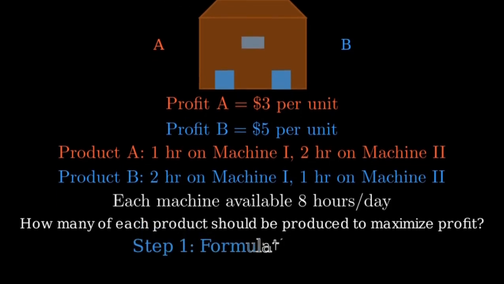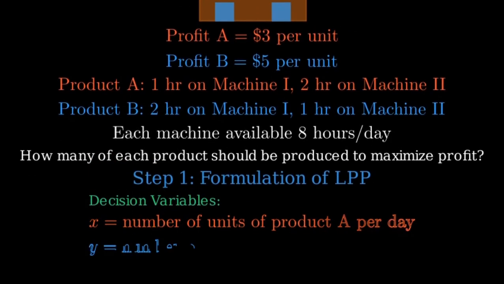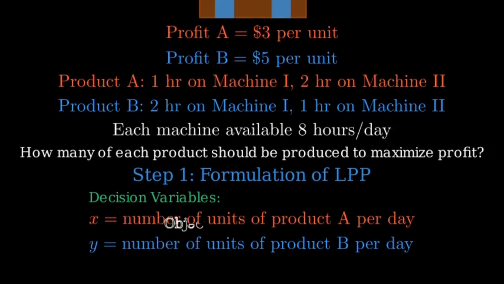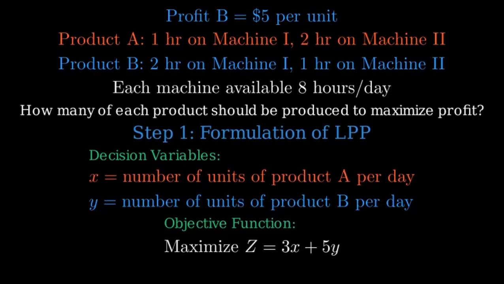Let's start with step 1, formulating the linear programming problem. First, we need to identify our decision variables. Let X be the number of units of product A produced per day, and Y be the number of units of product B produced per day. Next, we formulate our objective function. Since we want to maximize profit and each A gives us $3 while each B gives us $5, our objective function is maximize Z equals 3X plus 5Y.